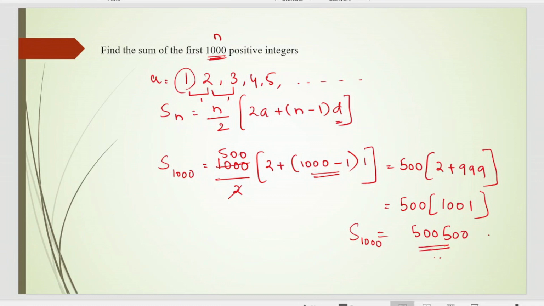Clear? By this example, we will be completing the introduction to arithmetic progressions. In our coming videos, we will be solving all the exercise problems.